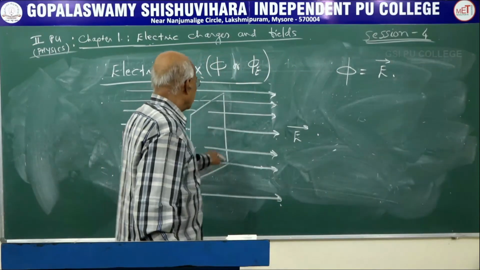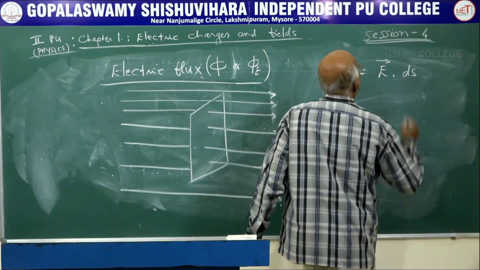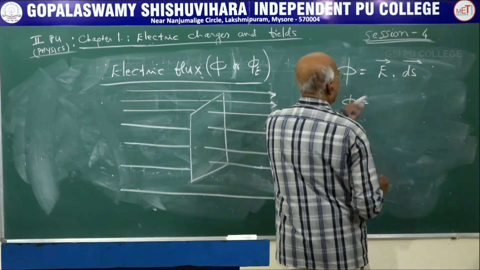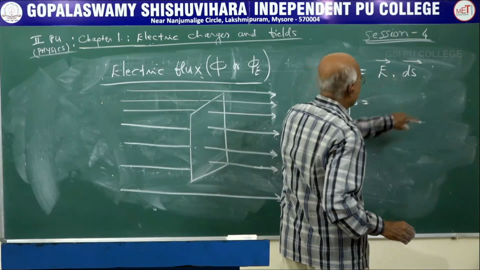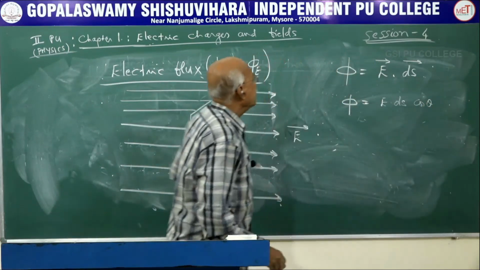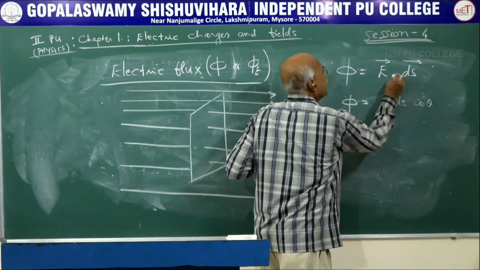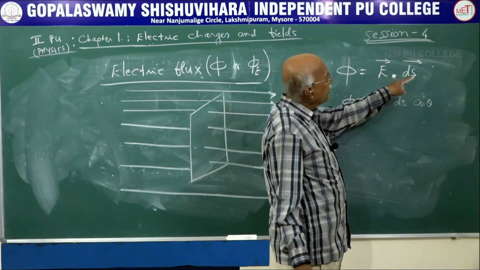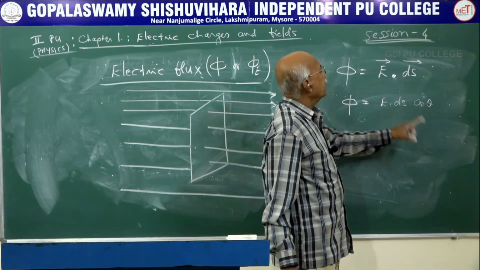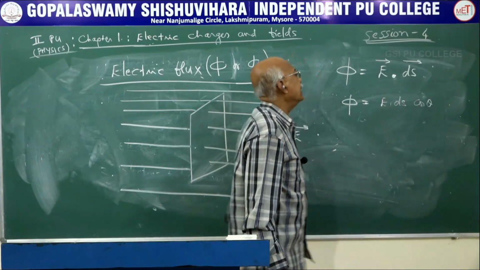Now if the area of this rectangle, square or rhombus, anything like that, is written as ds, then it is E into ds. Or otherwise, since this is a scalar product, it can be nothing but E ds cos theta. Therefore, electric flux is equal to E dot ds. Here you have a vector E and a vector ds, and the multiplication turns out to be a scalar quantity. Therefore, this is called the dot product, and you get E ds cos theta.